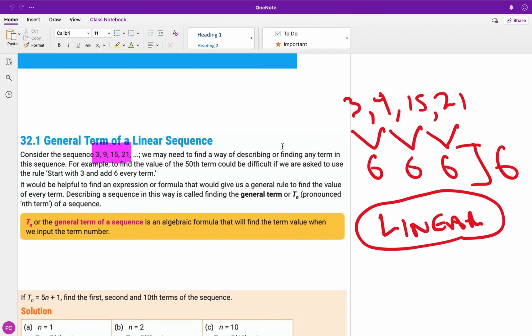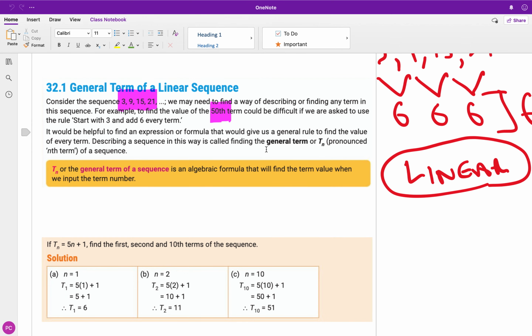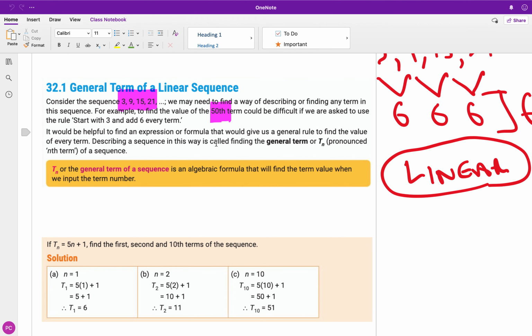The problem arises when we come across something like this. If we're asked to find the 50th term, so on our sequence there we have term 1, term 2, term 3, and term 4. But what if they ask us to find the 50th term? That's when we come into a bit of difficulty. So it would be nice to have some sort of expression. I know you're sick of that word from algebra, but some sort of expression that allows us to calculate the 50th term. And what we describe a sequence in this way as is a general term.